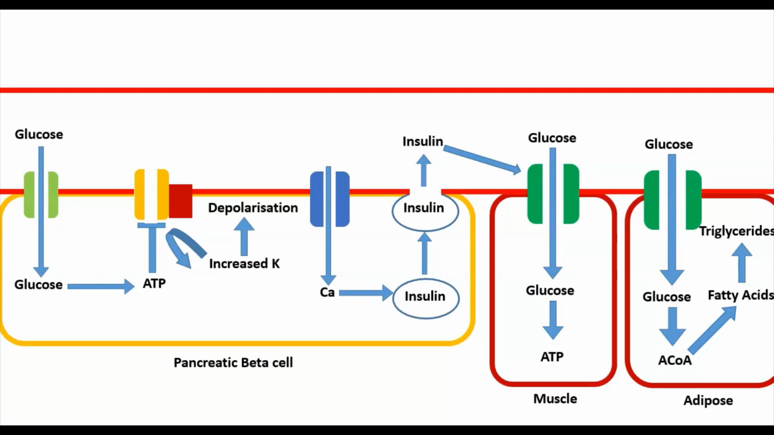SGLT2 inhibitors have a relatively low risk of hypoglycemia because the degree of glucose reabsorption in the nephron is dependent on the degree of glycosuria, and so if patients have a relatively normal blood glucose level, there will be relatively less glycosuria, and therefore inhibiting SGLT2 in this situation will have less glucose losses through the urine, which will mean that the blood glucose level will not drop significantly.